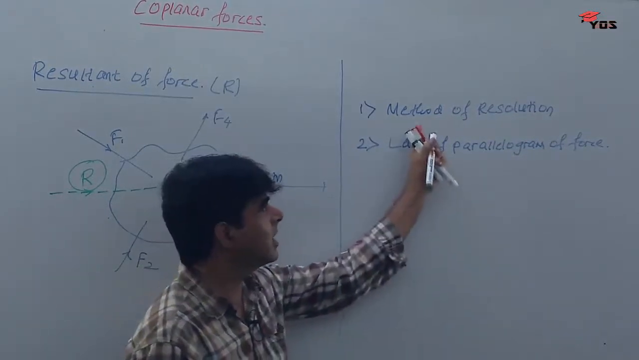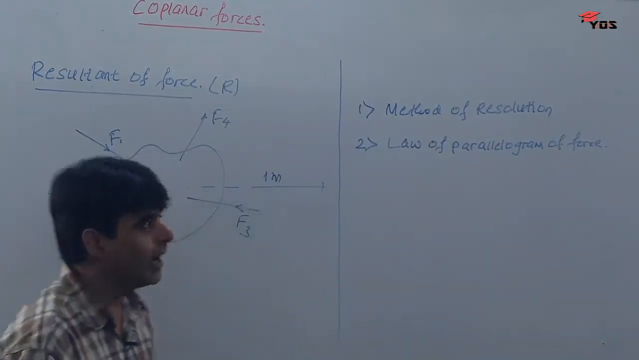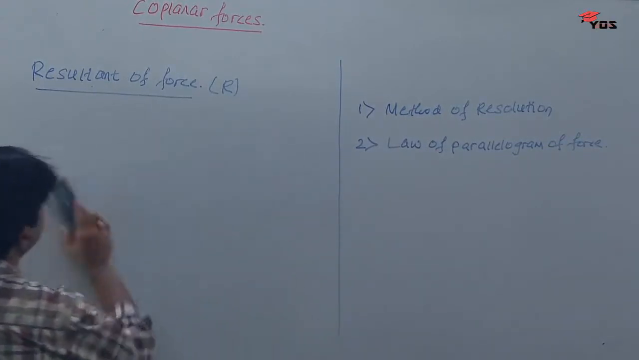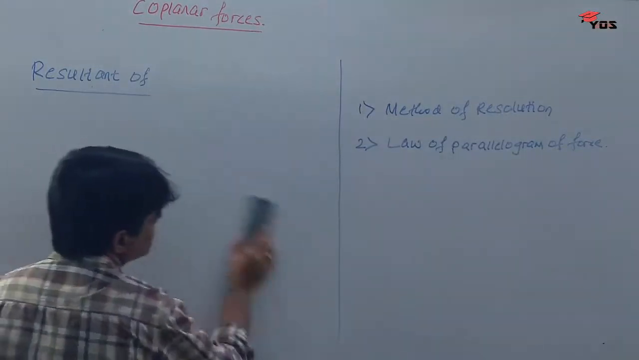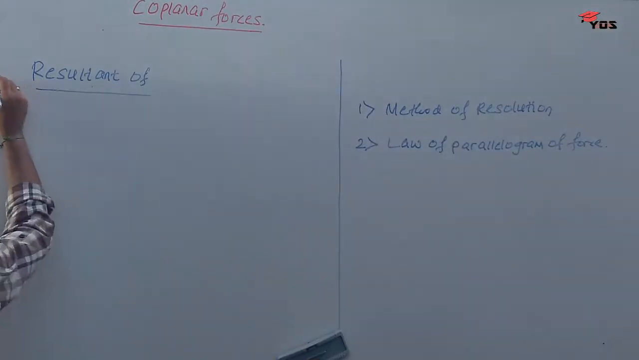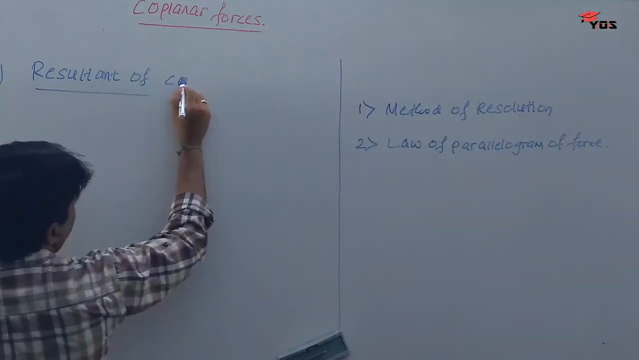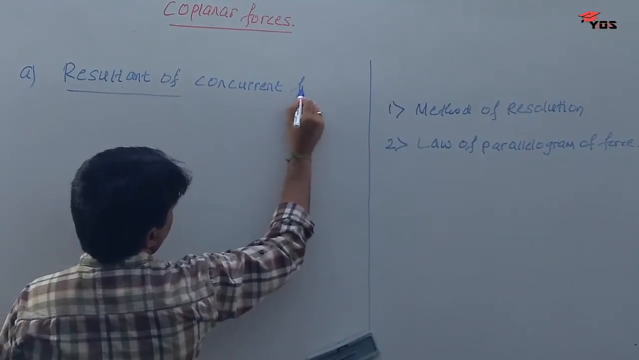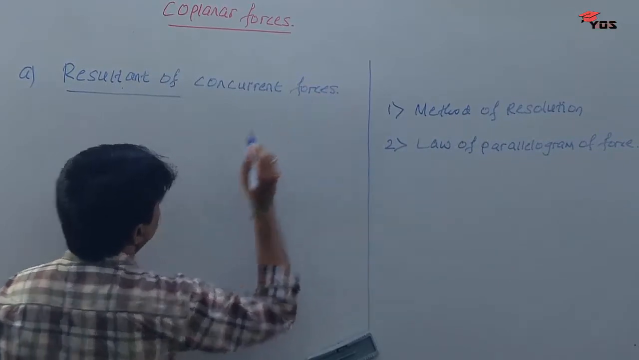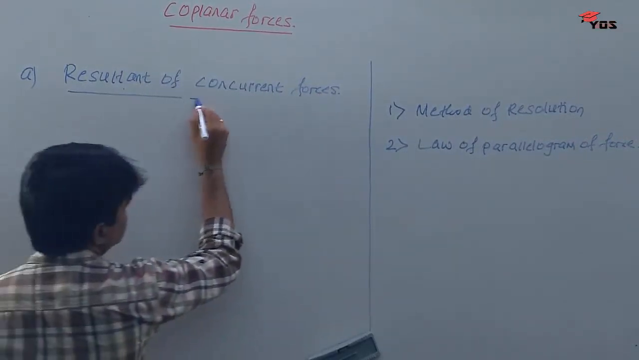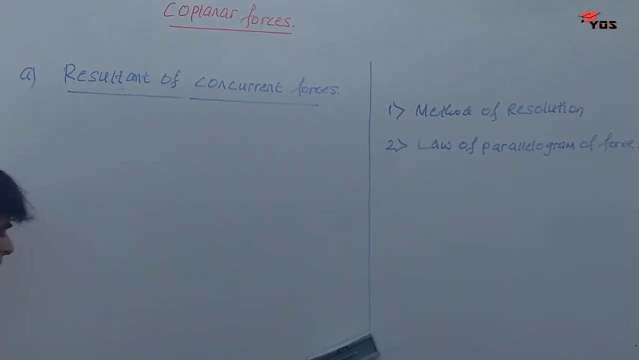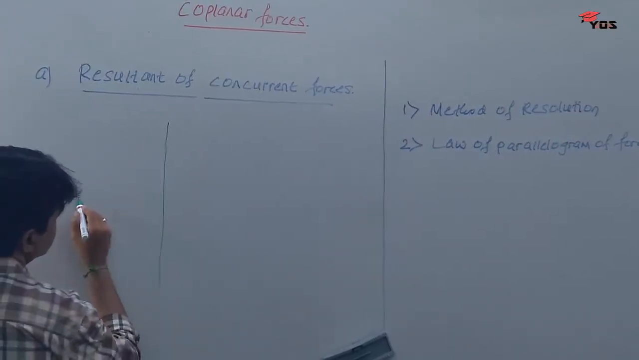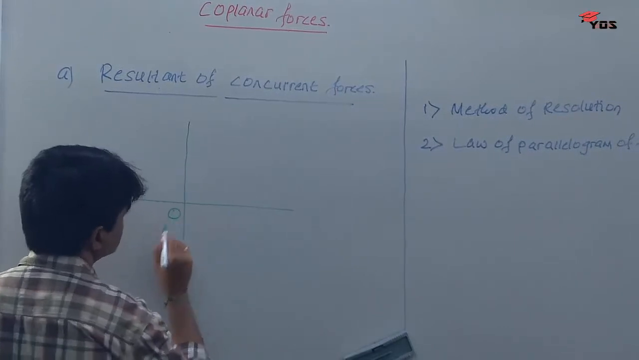So let us first start with the method of resolution, and that too for the first subtype, that is concurrent force system. So resultant of concurrent forces. You know what exactly is concurrent force? So in concurrent forces, all the forces will pass through a single point. Say that point is O.